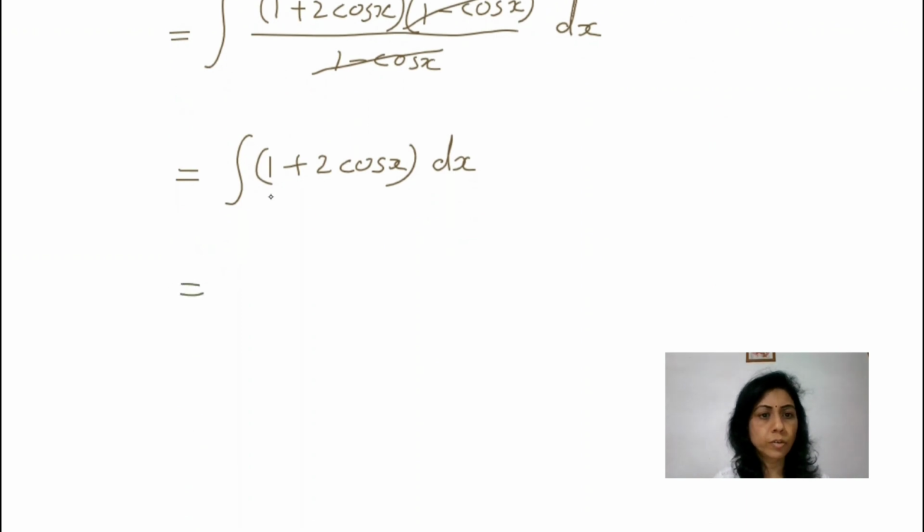When we integrate 1, we get x. When we integrate 2 cos x, we get 2 sine x plus c, and this is the answer.